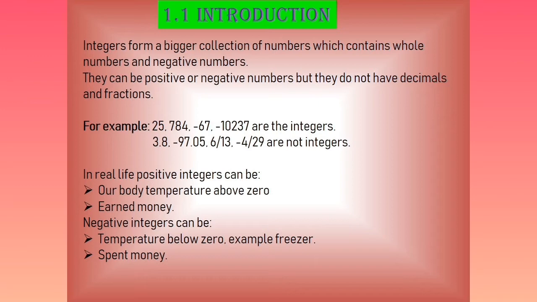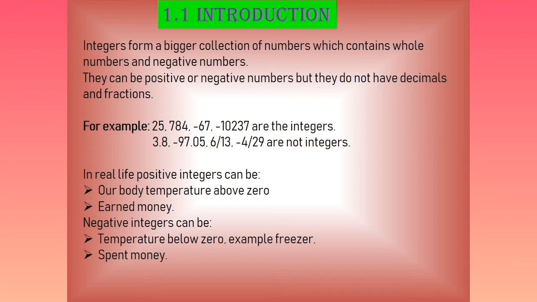For example, 25, 784, -67, -10,237 are integers. 3.8, -97.05, 6/13, -4/29 are not integers.